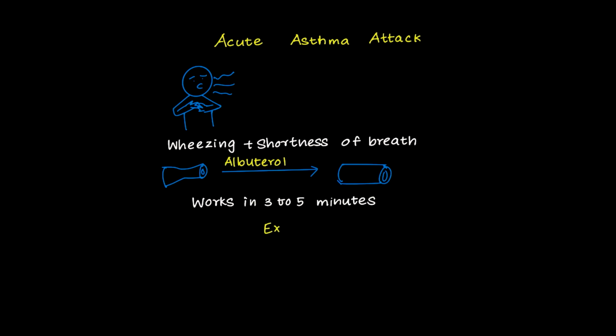Option A, oral prednisone, is a steroid that reduces inflammation over hours to days. Too slow for a crisis. Option C, long-acting inhalers, are preventers meant for daily use and do nothing for a sudden attack. Option D, IV antibiotics, treat infections, not the bronchospasm driving an asthma attack.